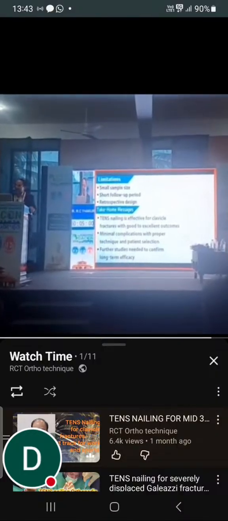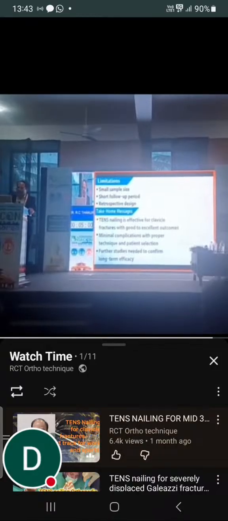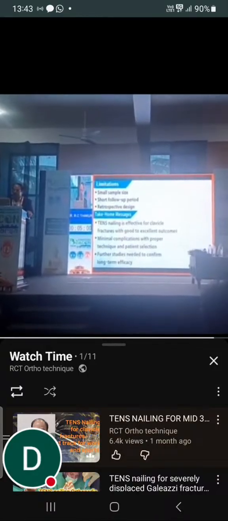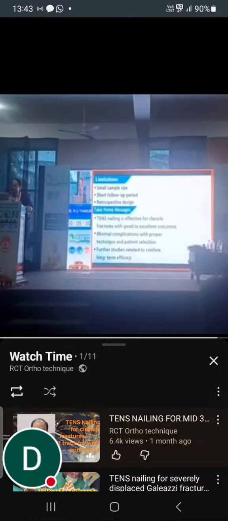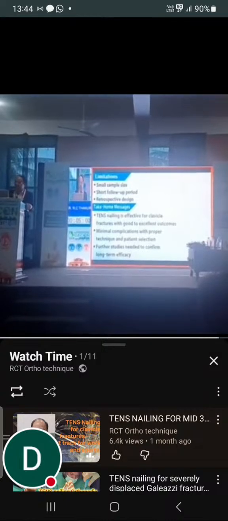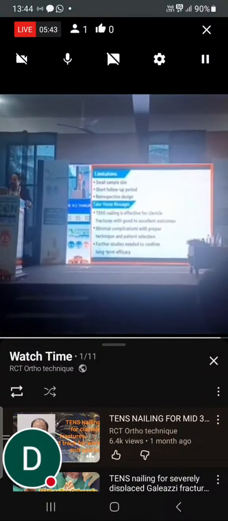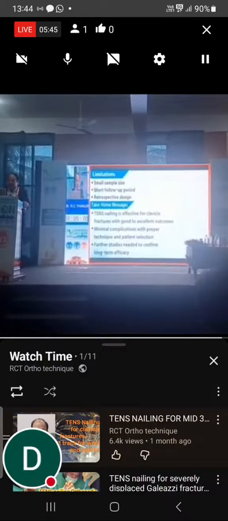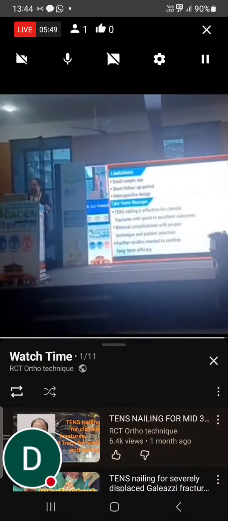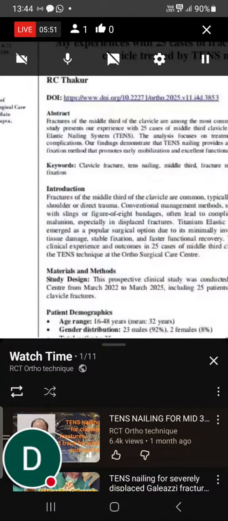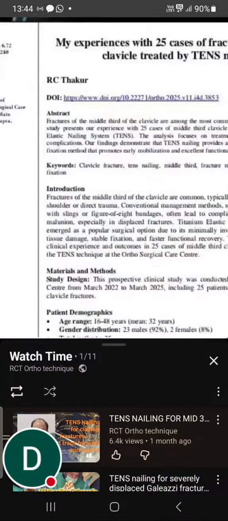of treatment as an attractive option for the treatment of displaced fracture of the clavicle. The take-home message is TENS nailing is effective for clavicle fracture with good to excellent outcomes and minimum complications if the patients are selected properly and the technique is performed properly. Further studies are needed to confirm the long-term efficacy of this. This work was published in the International Journal of Orthopedic Science.